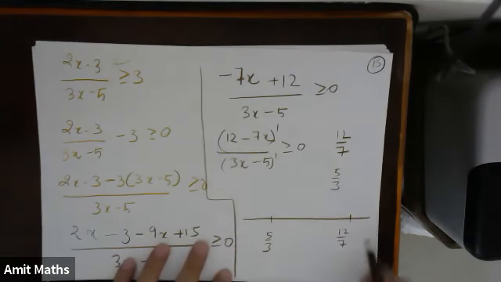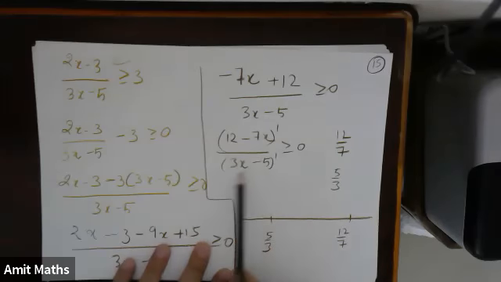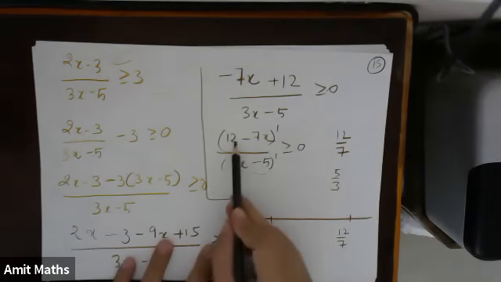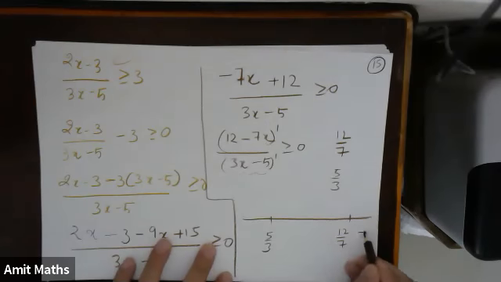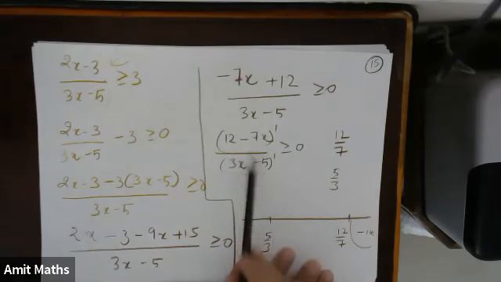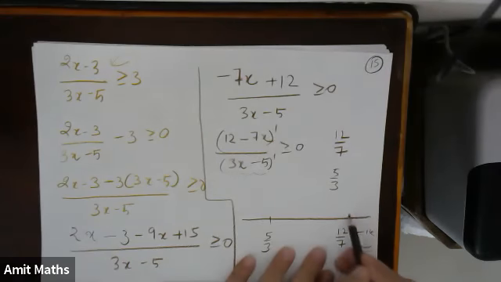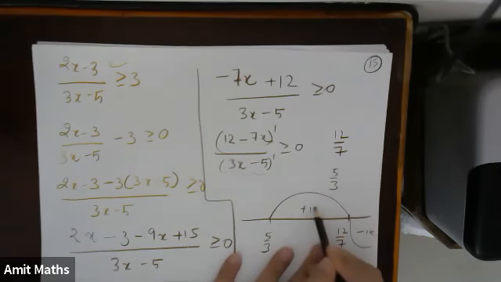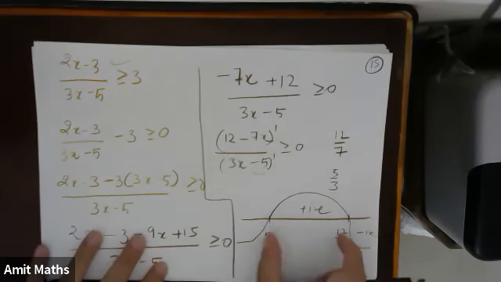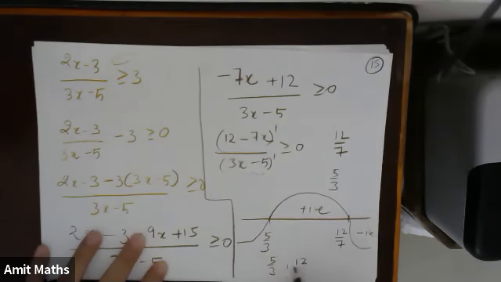At x tending to infinity, this denominator will be positive and this numerator will be negative, so the whole thing will be negative. So from negative, at 12 by 7, the power is odd, so the sign changes to positive. Then again at 5 by 3, the power is odd, so again the sign changes. Okay, so the domain of this particular function belongs to this part, from 5 by 3 to 12 by 7.